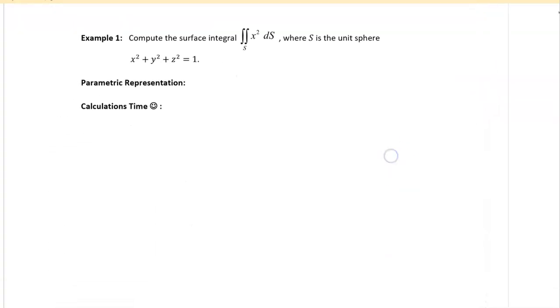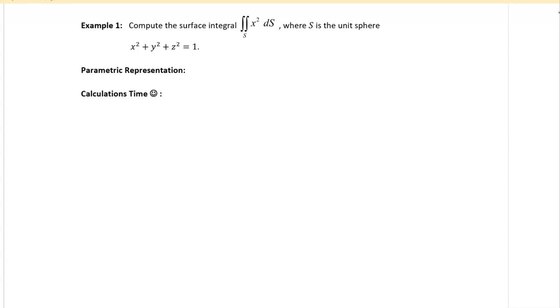So here is, folks, our first example. Compute the surface integral. You'll notice the big S right here. That'll give you the idea that it's a surface integral. You'll also notice that it's a double integral and not a single integral. So we're going to compute the surface integral, double integral, of x squared dS over S, where S is the unit sphere, x squared plus y squared plus z squared equals 1.